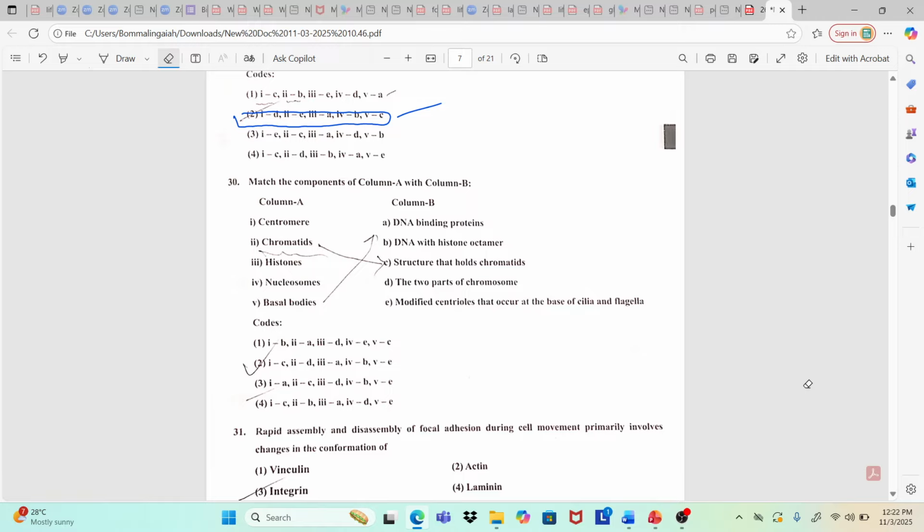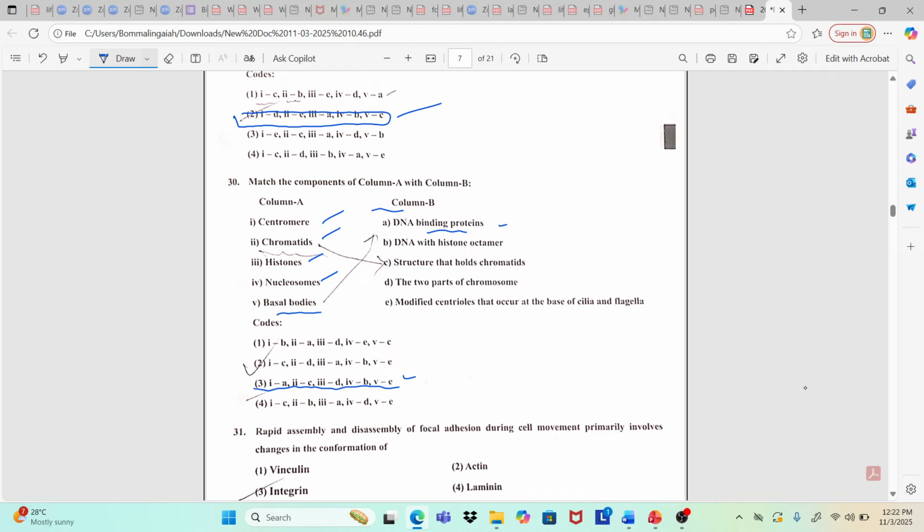Match the components of column A and column B. In column A, centromere, chromatids, histones and nucleosomes, and basal bodies are given. In column B, we can observe DNA binding proteins, DNA with histone, structure of the folds, chromatids, two pairs of chromosomes, and modified centrioles that occur at the base of cilia and flagella. Here option number 3 is the correct answer. Okay, next we move on to another question.